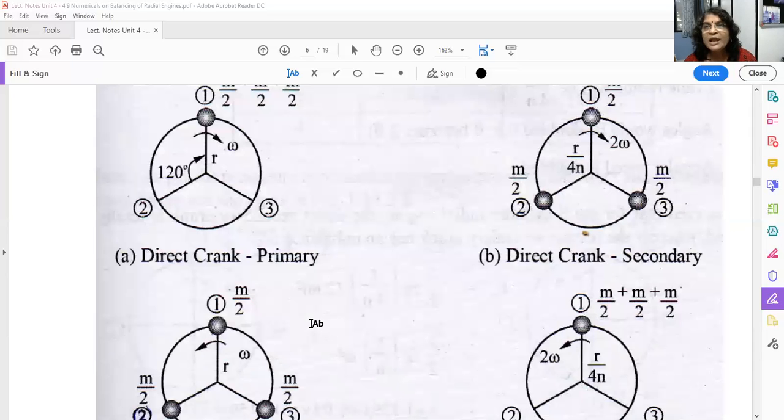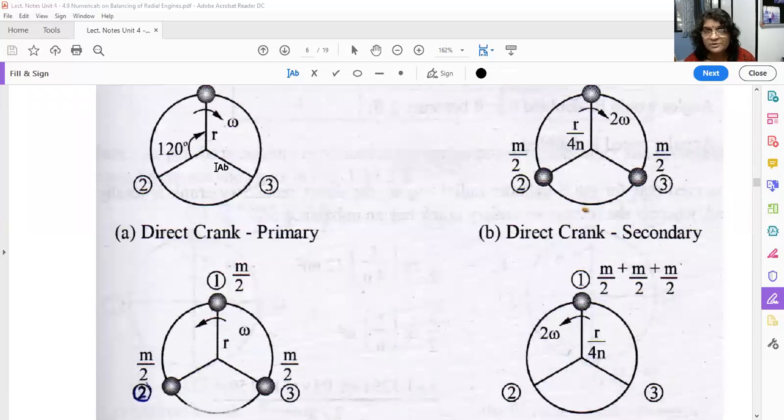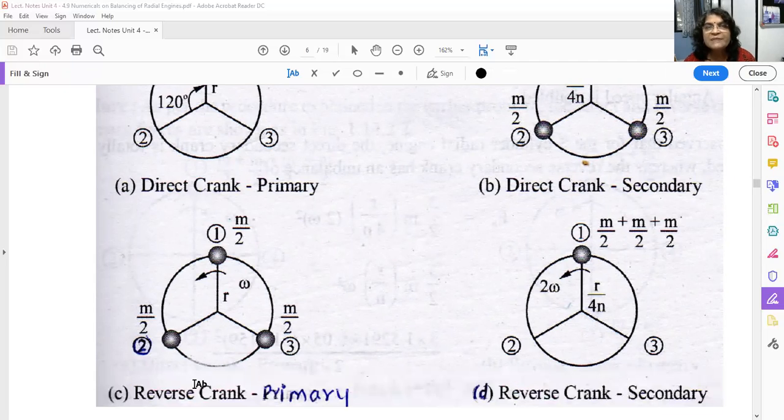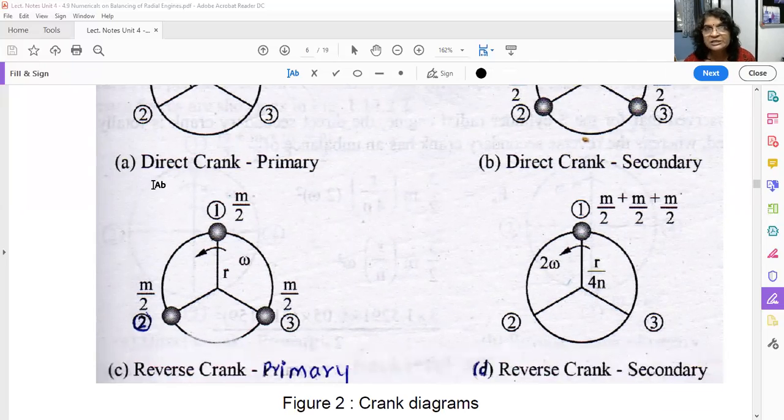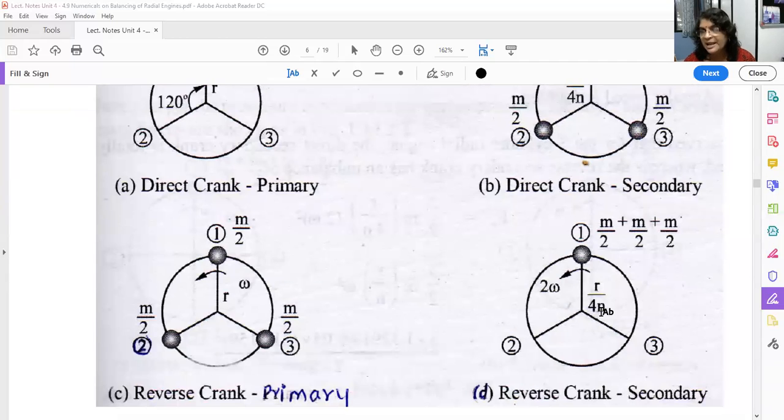See, there are 4 diagrams here, as I told you. These 2 diagrams are for primary crank. So this is the primary direct crank diagram. This is the primary reverse crank diagram. So this plus this will give you the primary unbalanced force. Then this is the secondary direct crank diagram, and this is the secondary reverse crank diagram. So this plus this will give you the secondary unbalanced force.